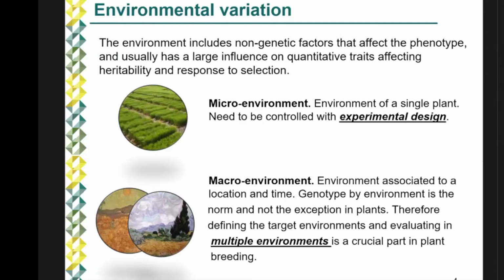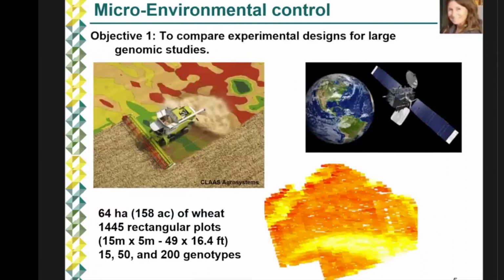So if there was no G by E, then it's just an environmental effect and we can select in any environment and that will be fine. But if we have this crossover interaction, then we need to be careful in how we model, how we deal with this G by E.